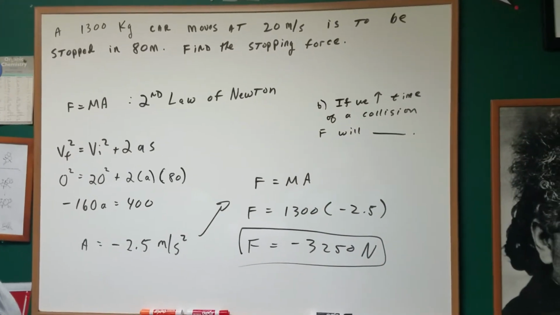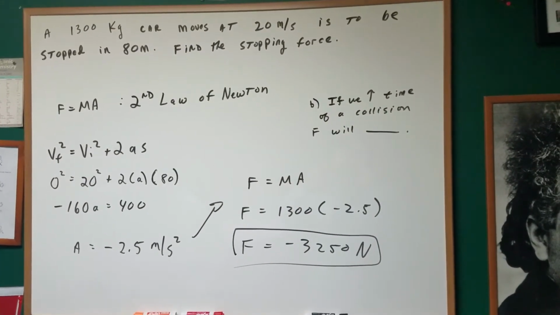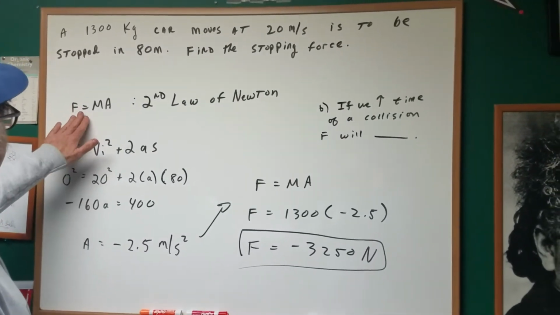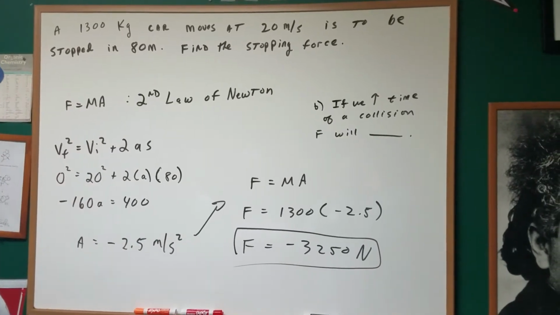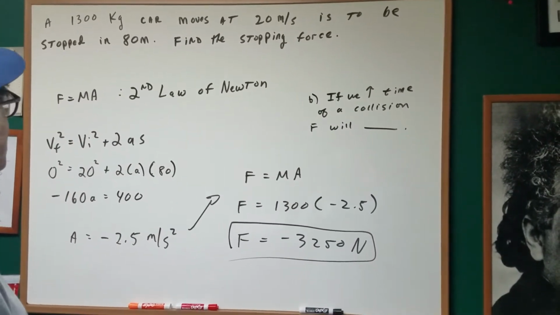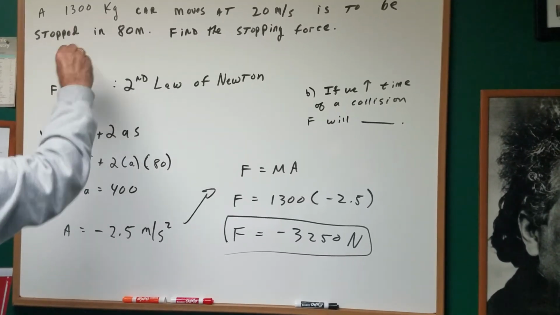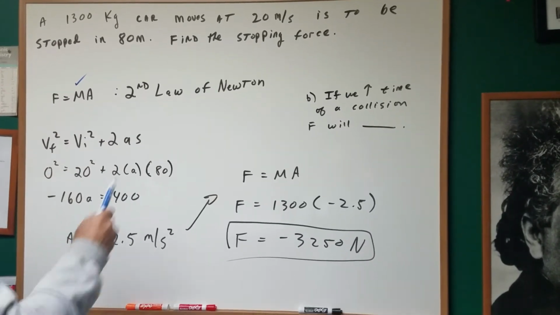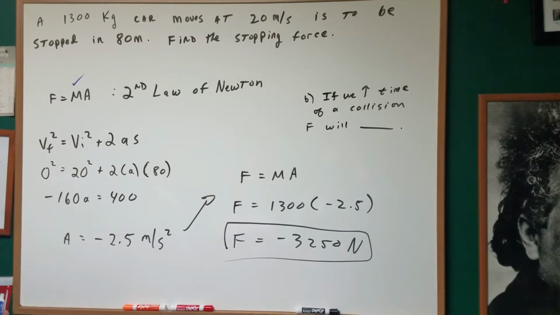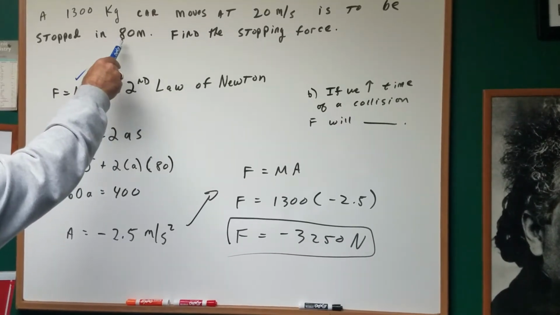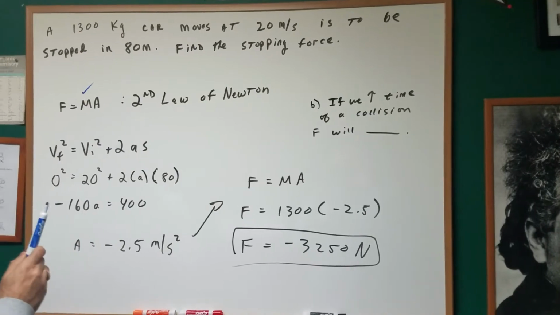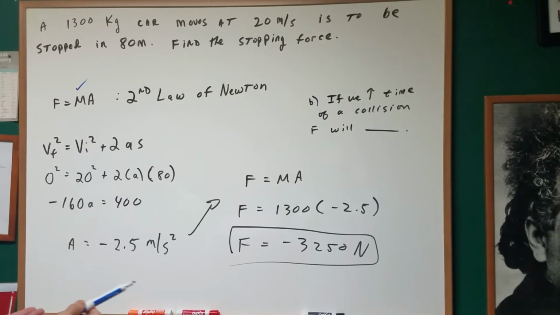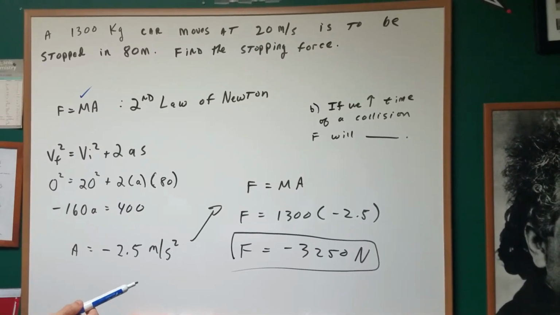A 1,300 kilogram car moves at 20 meters per second, is to be stopped in 80 meters. Find the stopping force. The first thing we do is write down the equation F equals ma, which is the second law of Newton. Now, we know the mass is 1,300, so that's easy enough, but we're not given the acceleration. We're given the initial velocity, we are given the total distance, and if you notice, it says stopping force, which means that the final velocity will be 0.